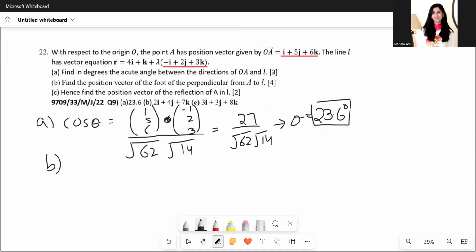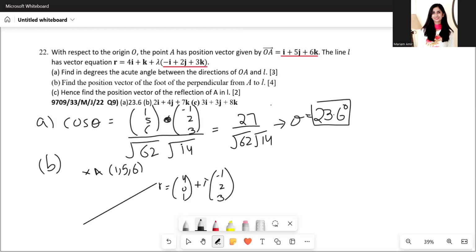Part B says find the position vector of the foot of perpendicular of A in L. So A has a coordinate of (1, 5, 6) and the line L has vector equation r equals (4, 0, 1), since the j component is 0, plus lambda (negative 1, 2, 3). We have to find the position vector of the foot of perpendicular. All right, so let's make a perpendicular like this, and this would be the foot of perpendicular. Let's mark it as X, and we have to find OX then.